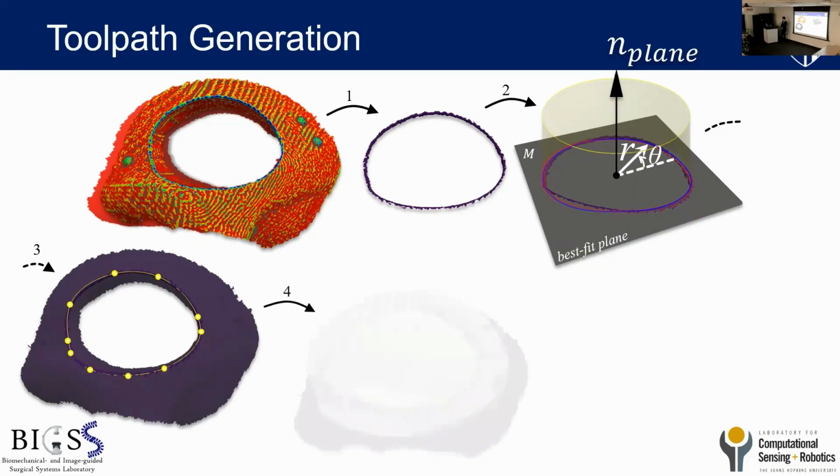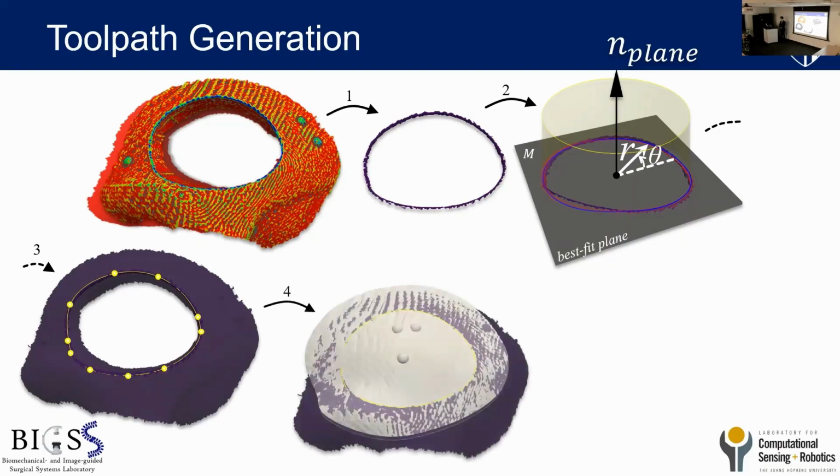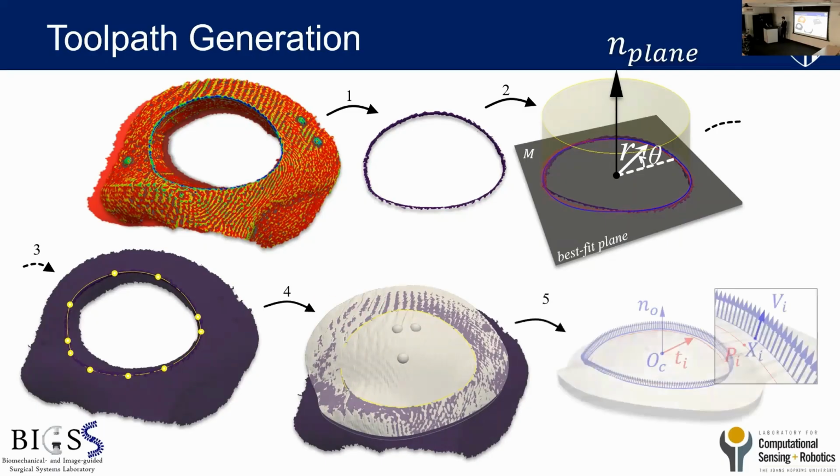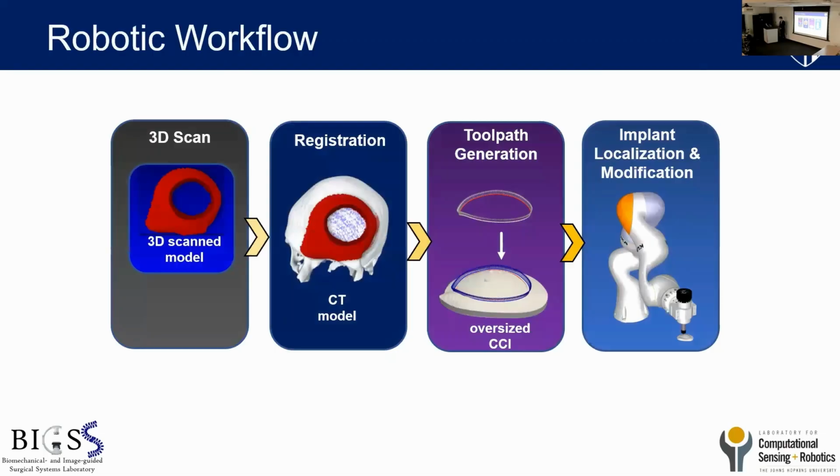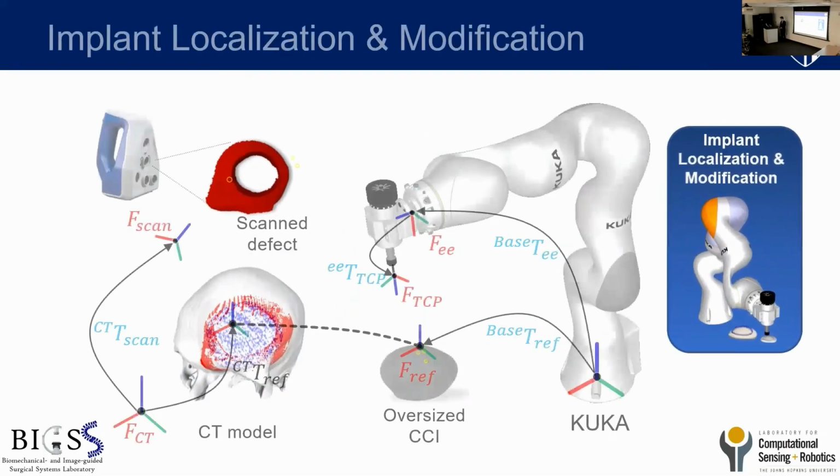And then we project this spline curve on top of the oversized implant. And this step also eliminates any registration residual error. And then we use the generated spline curve to generate a cutting toolpath by adding cutting vectors. And here, the cutting vectors are generated based on a constant tilting angle. And once we generate a cutting toolpath, we can send it to the robot to resize the implant.